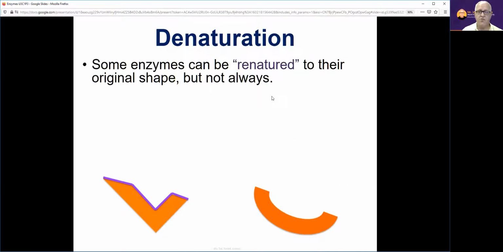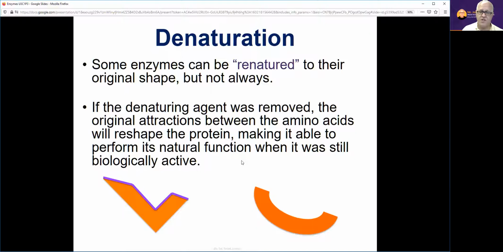Some enzymes can be renatured back to their original shape, but not always. And if the denaturing agent was removed, the original attractions between the amino acids will reshape the protein, making it able to perform its natural function when it was still biologically active. But sometimes it cannot be renatured. Here's your normal enzyme. Here's your denatured enzyme. So the enzyme can denature, and if whatever was interfering with the original enzyme is removed, it may go back to looking like a normal enzyme again.